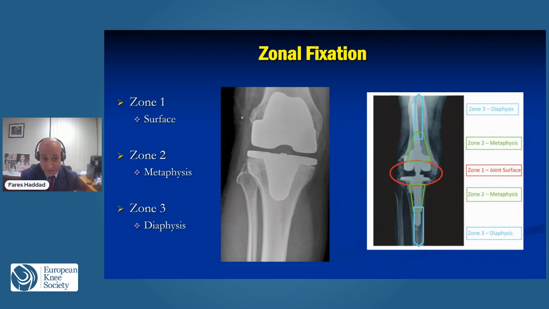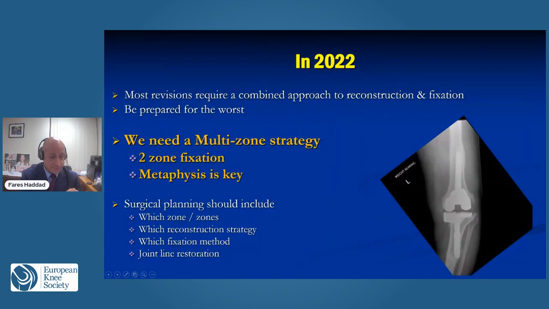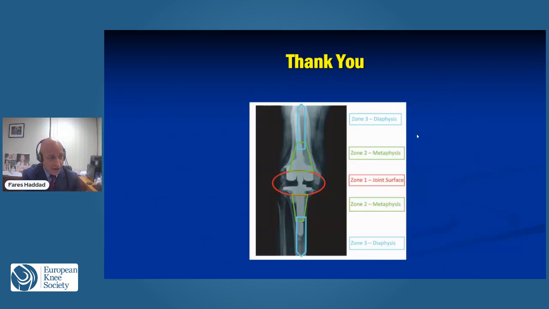I don't think zonal fixation will go away. I think that is the future of knee reconstruction. So we should always plan in terms of zone 1, zone 2, and zone 3. Think about the epiphysis, the metaphysis, and the diaphysis in all cases. So in 2022, I'll repeat, most revisions need a combined approach. You've got to be prepared for the worst. We need a multi-zone strategy, and the metaphysis will continue to be key, but I think we've got work to do even within that and on optimizing the diaphysis.